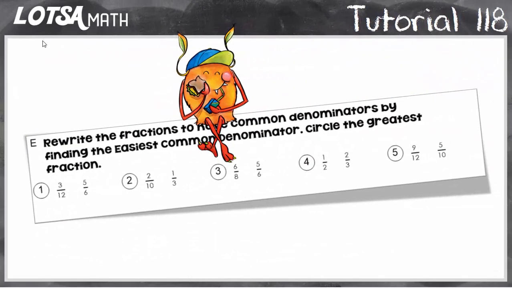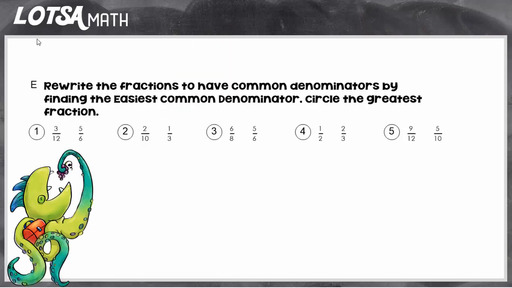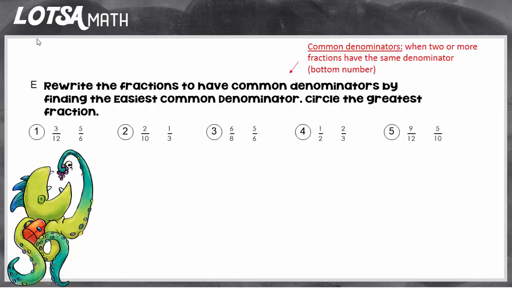For these questions, you're going to circle the greatest fraction. So let's look at the directions. It says rewrite the fractions to have common denominators. A common denominator is just when two or more fractions have the same denominator, which is the bottom number.